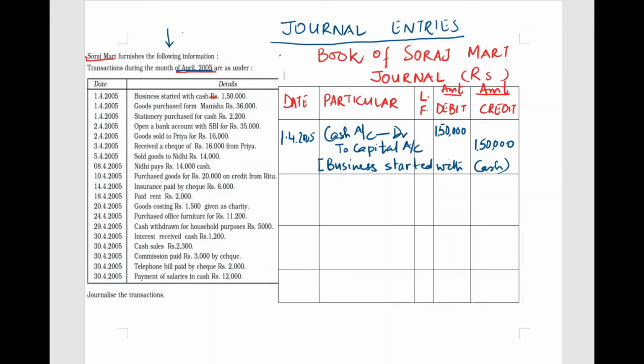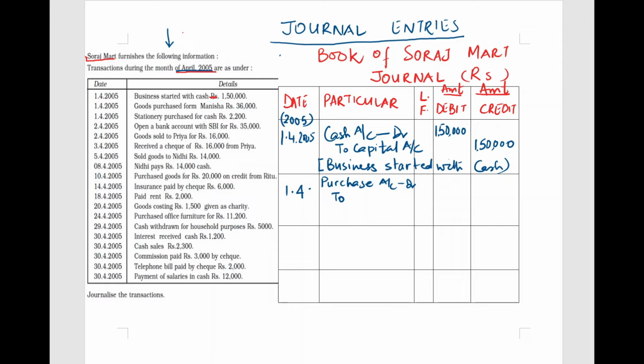Now the second entry is 1st April. He purchased goods from Manisha, rupees 36,000. Now it doesn't say cash here, right? So I will say on 1st April. I'm not writing 2005. Let me write it here because of the space constraint. On 1st April, he purchased goods from Manisha. So what's coming in? Goods is coming in. It's purchase. It's a business purchase. So I will say purchase account debit.